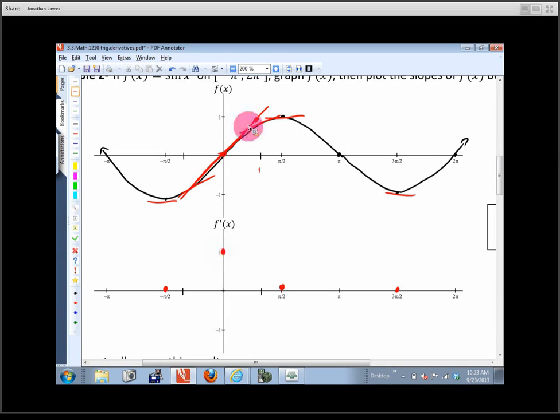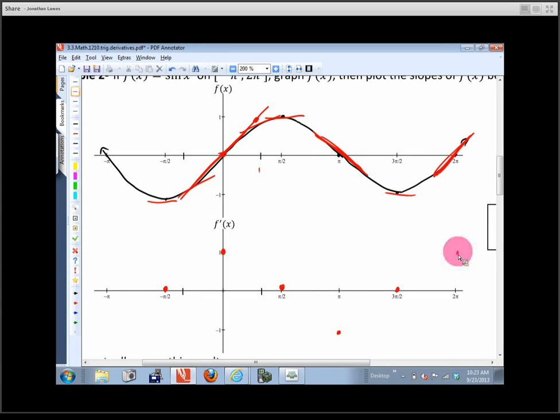Well, if I said this was a slope of 1, what slope do I need to assign to this right here? Better be negative 1. And what slope would I assign to this right here? Right there. Positive 1. Okay.